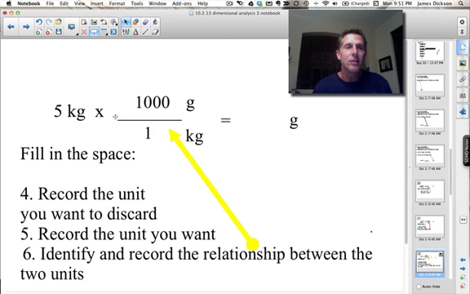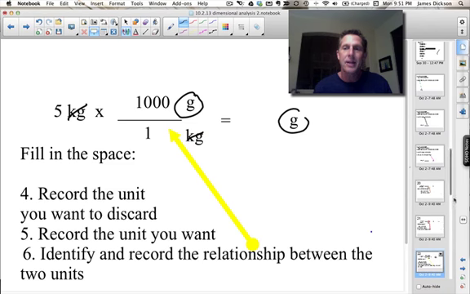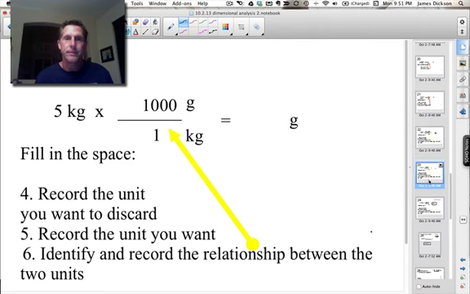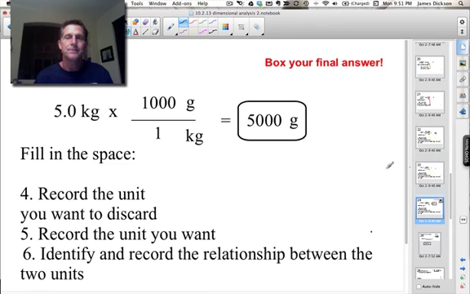So we have 5 kilograms times 1,000 grams divided by 1 kilogram. We're going to cancel out the kilograms. They're gone. I'm left with grams. Perfect. That's what I wanted over here, grams. And I take 5 times 1,000 and I multiply that out. And I should come up with a value of, that's right, 5,000 grams. Now box your final answer because your teacher is not very bright. They will not be able to figure out your answer unless you box it. Make sure you identify that is your final answer. Good? All right, let's try another example.